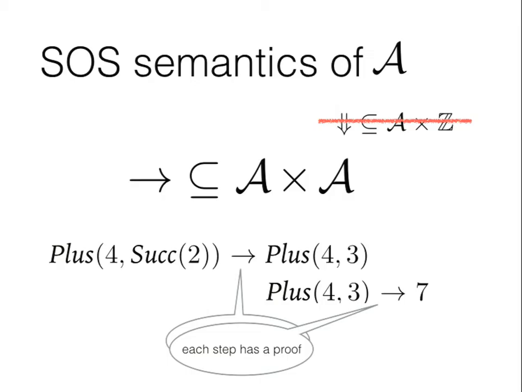Okay, so here's that same example. Plus of 4 successor of 2. If I'm defining this relation, what I would like is that in one step, I get to plus 4 and 3. I'm just doing a piecemeal computation here. And then from that expression, in another step, I could go from plus 4 and 3 to 7. So it's spelling out each of the steps that the program takes as it runs. That's the idea here.